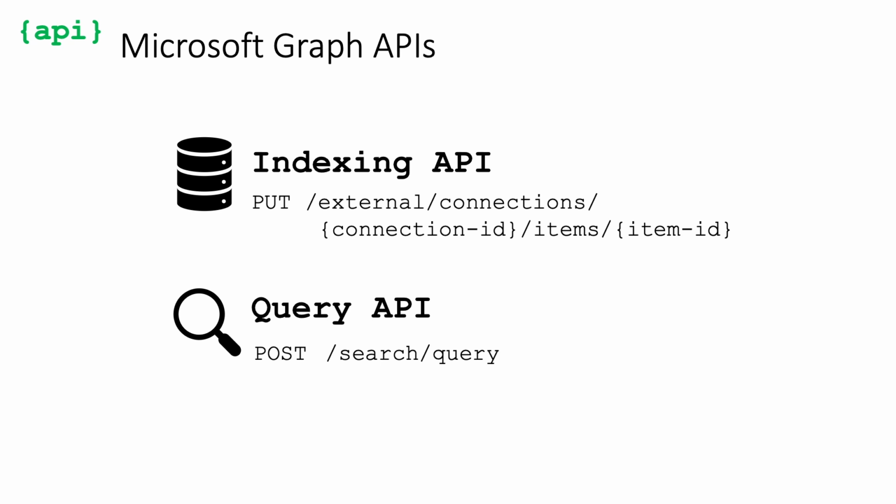You also have the option to create your own graph connector through the Microsoft Graph APIs. We offer APIs for you to both index items as well as to query items.